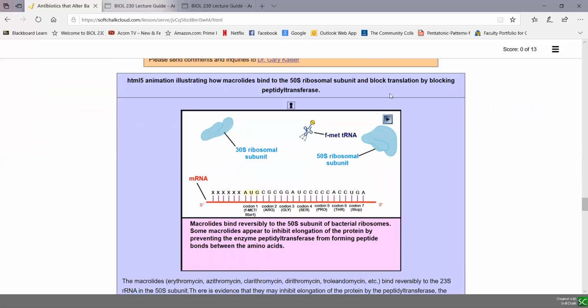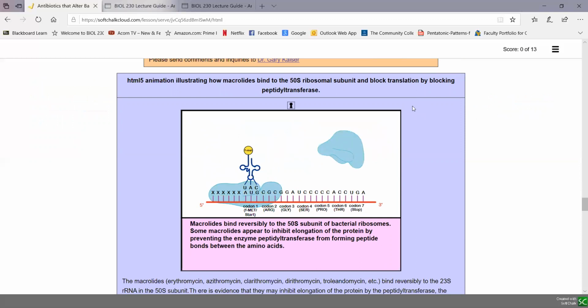And we can see that in this animation. So again, once the ribosome assembles around the messenger RNA, some of the macrolides will bind to the 50S subunit up in here to the peptidyltransferase enzyme. So now the transfer RNAs come into the A site, the anticodon pairs with the codon, but no peptide bonds form between the amino acids. So now the transfer RNAs are reading the message okay, but no peptide bonds are formed between the amino acids.